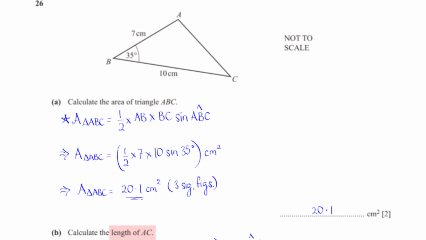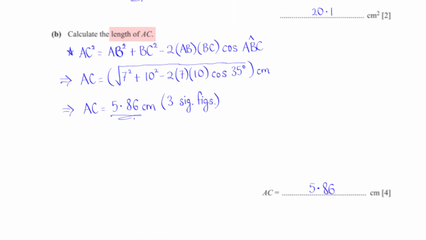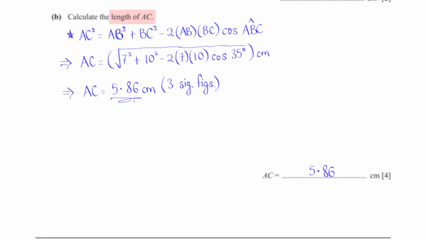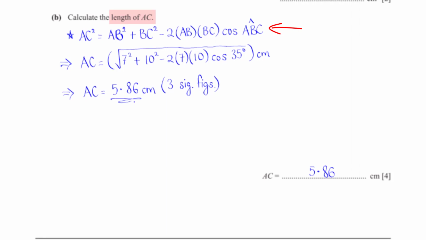Calculate the length of AC. From the diagram shown, we have the length of AB, the length of BC, and we've been given an angle. So it means that we can easily use the cosine rule to find the length of AC. So by applying the cosine rule, we now have AC squared equals AB squared plus BC squared minus 2 AB times BC cosine of ABC. So when we slot in the given values and type this into the calculator, we get the value of AC as 5.86 centimeters, correct to 3 significant figures.